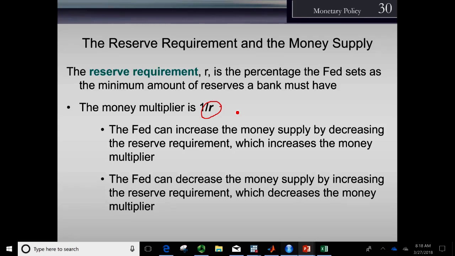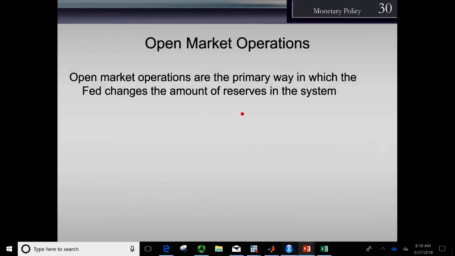So in a situation like that, you could tell banks that they don't have to hold on to any reserves, and they might hold on to reserves anyway. In that case, changing the reserve requirement is not going to be a very effective tool of monetary policy. So really the most effective tool of monetary policy is what we call open market operations.